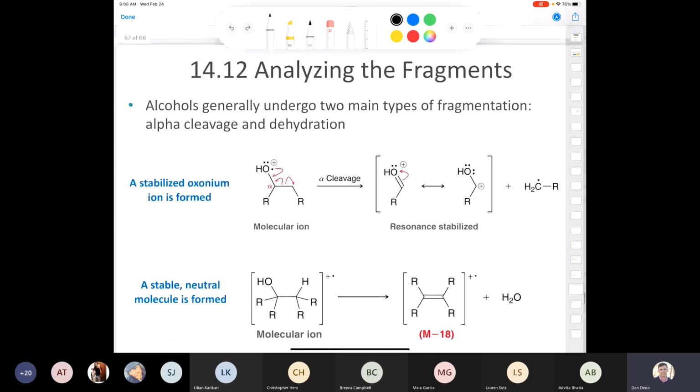So let me show you what can happen with an alcohol. Alcohols are really common in organic chemistry. So alcohols can undergo 2 types of fragmentation. One called alpha cleavage, and the other one called dehydration.